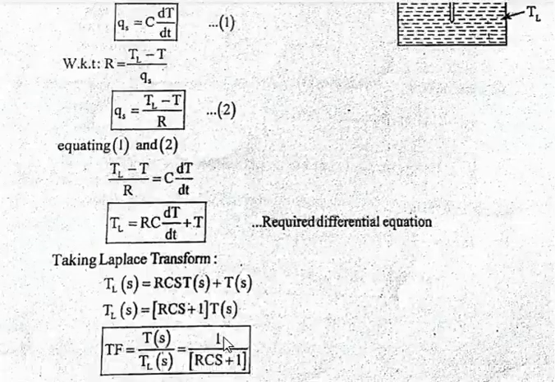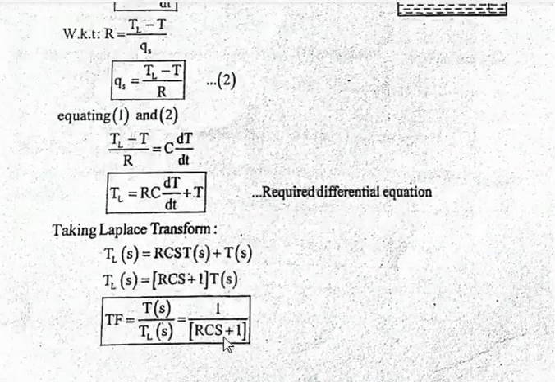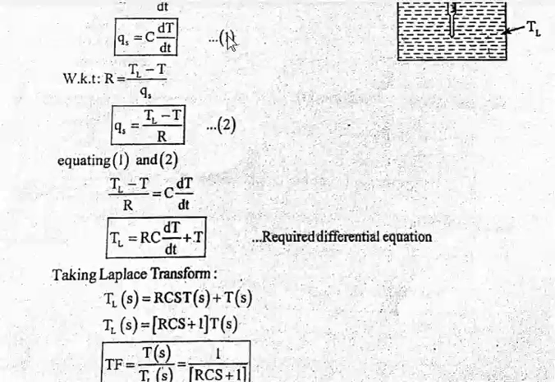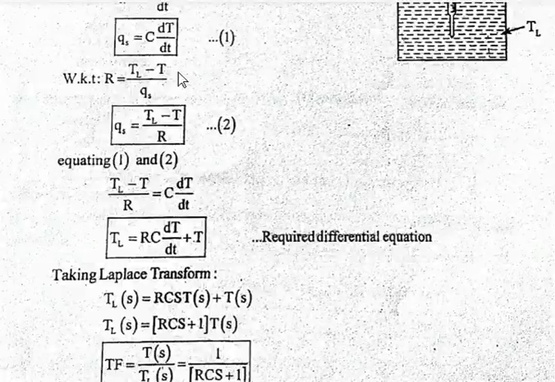Now equating equations 1 and 2. Why are we equating? Because on the left-hand side we have the same term: Qs is equal to C dT by dt, and Qs is equal to (TL minus T) by R. Equating these two equations, (TL minus T) by R is equal to C into dT by dt.